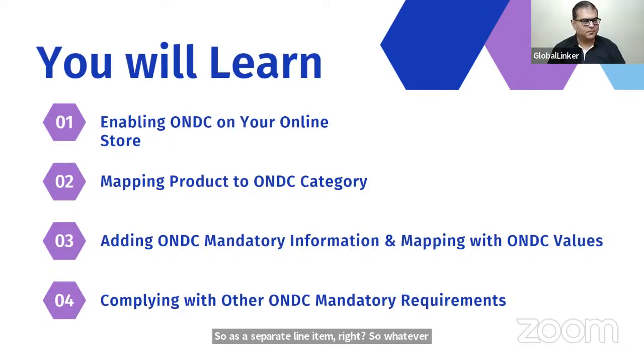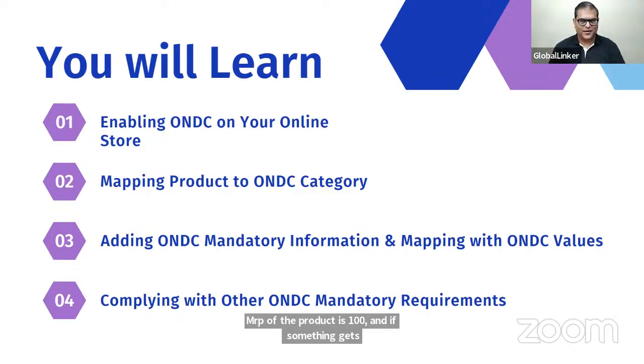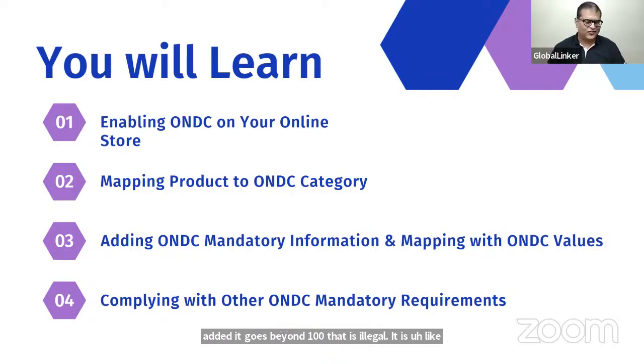The price is not manipulated because that is against the law. So just imagine a scenario, the MRP of the product is 100 rupees, and if something gets added, it goes beyond 100. That is illegal. It is unlawful to do, and strict legal action can be taken because MRP violation or MRP manipulation is strictly prohibited. All right. So that was around John's question.